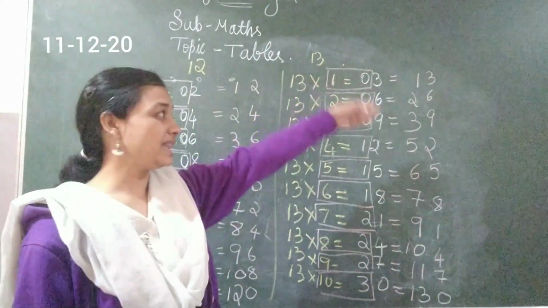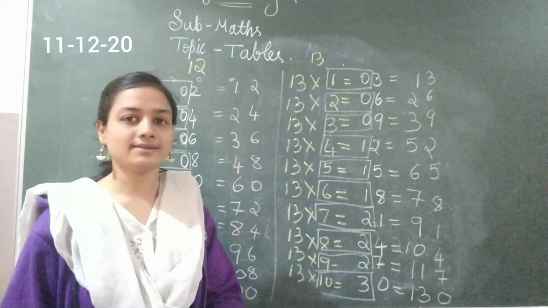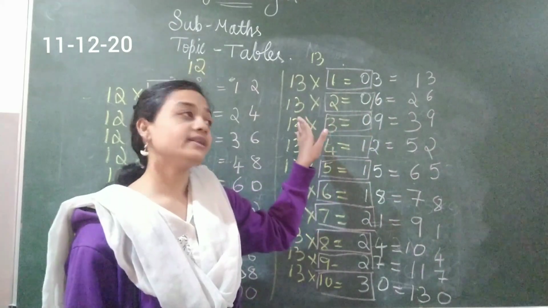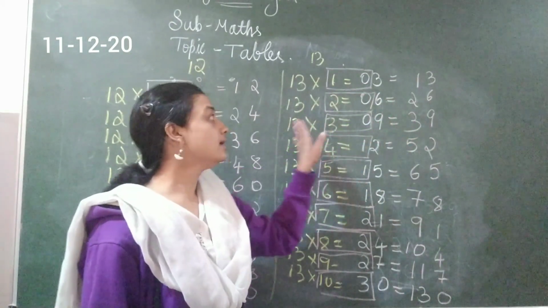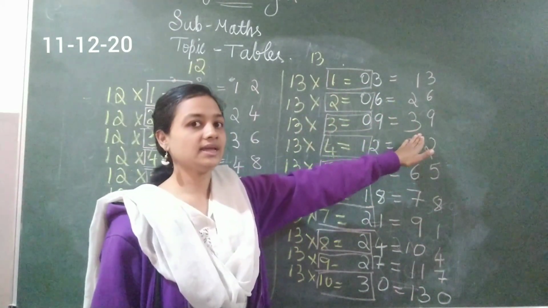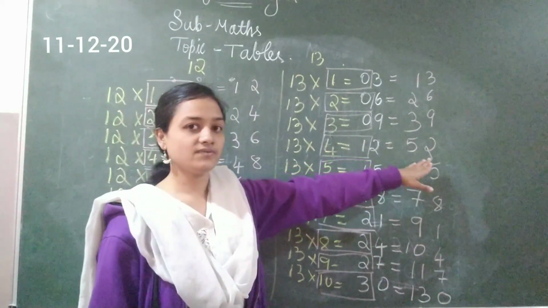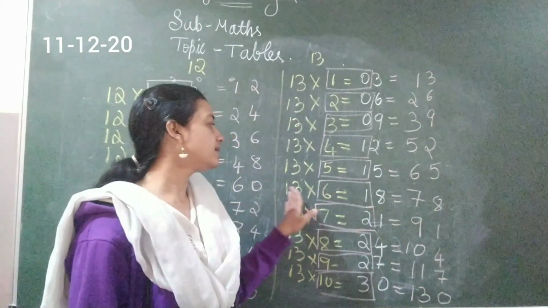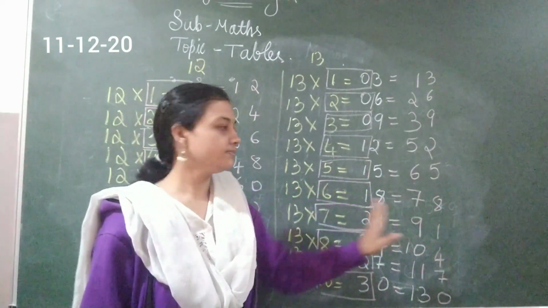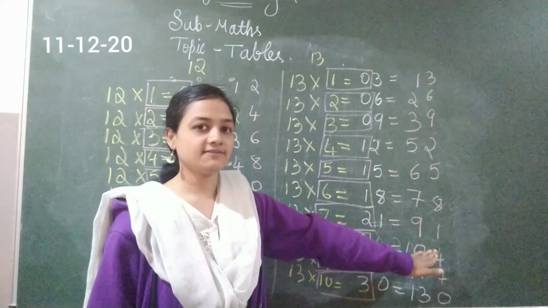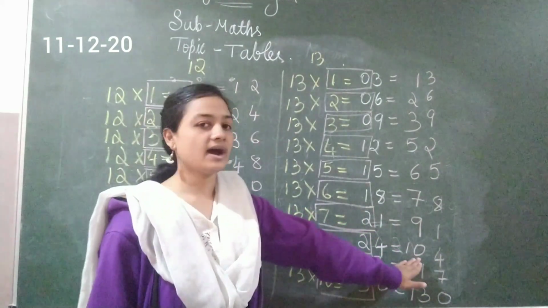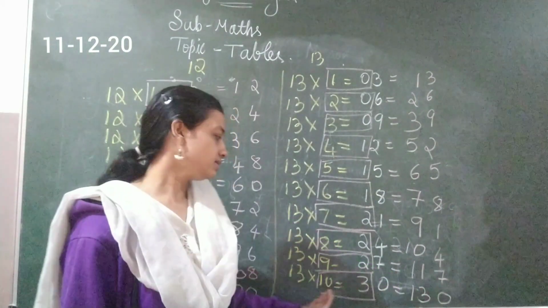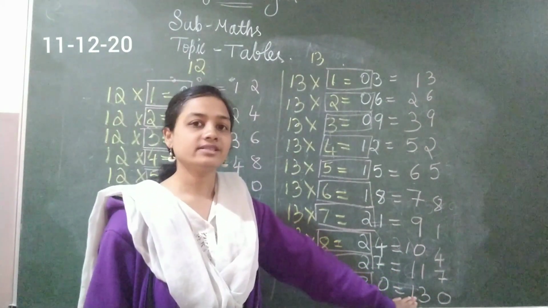So here are the values for the 13 table. Let us say it orally now. 13 ones are 13, 13 twos are 26, 13 threes are 39, 13 fours are 52, 13 fives are 65, 13 sixes are 78, 13 sevens are 91, 13 eights are 104, 13 nines are 117, 13 tens are 130.